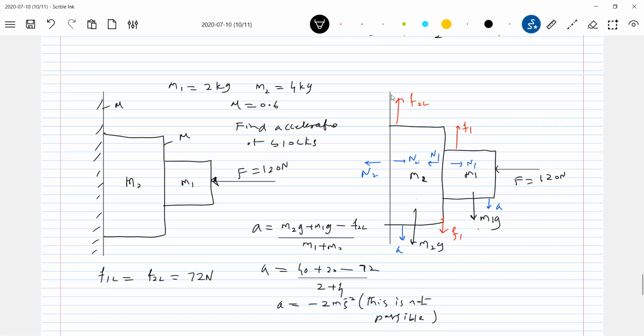So what do you mean by a negative? A equal to minus 2 meter per second square means, in fact, the blocks cannot slide up. Therefore, they will be at rest. Got it? I want the frictional force acting here.